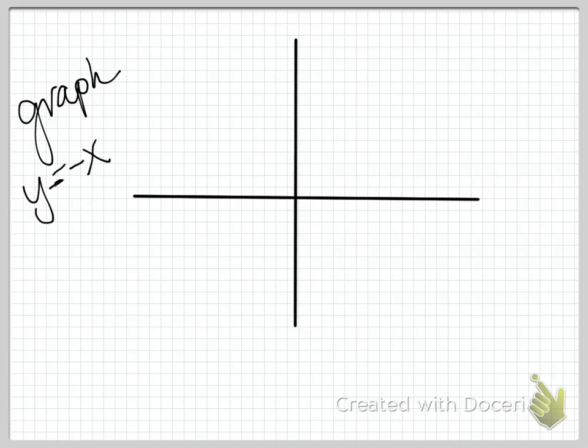Okay, y equals negative x. Right now I don't have a y-intercept, so I could add a plus 0 to make this easier. So I'm going to start at 0, 0. Then this is the same thing as negative 1 over 1.